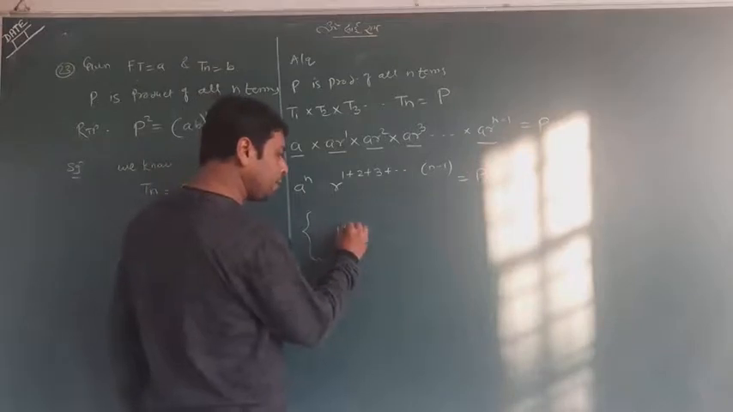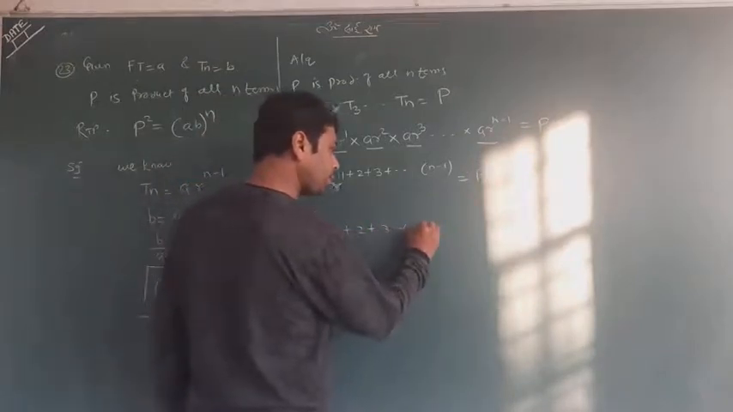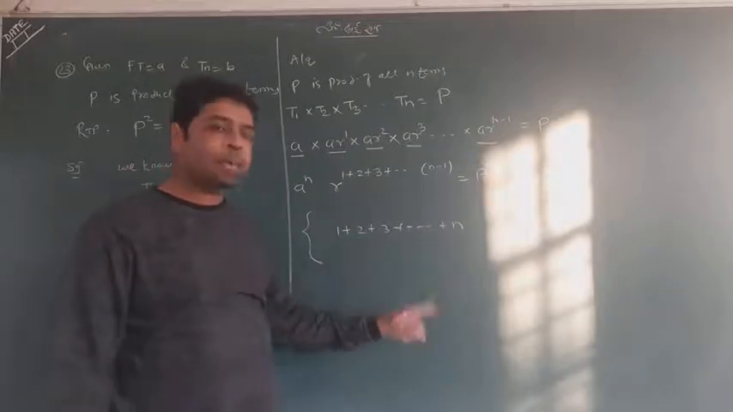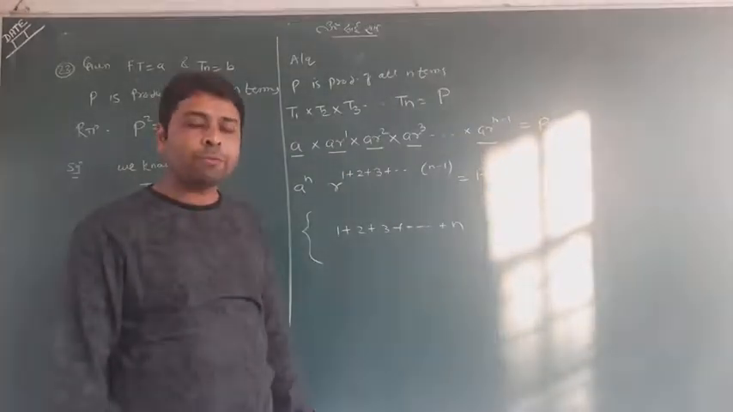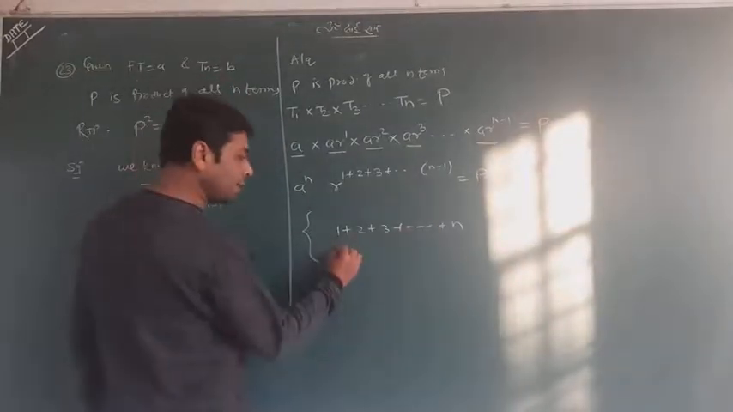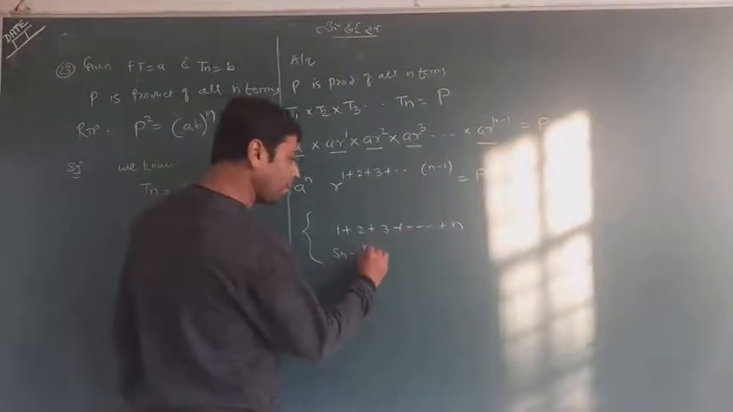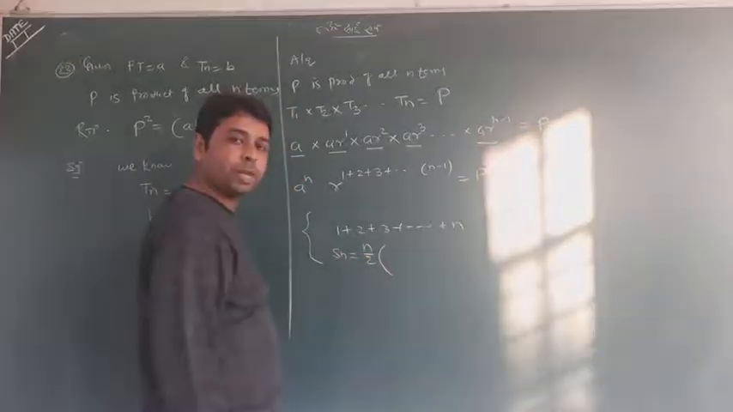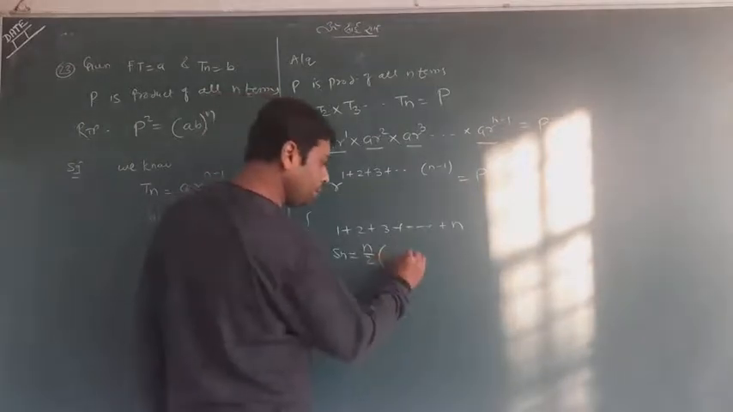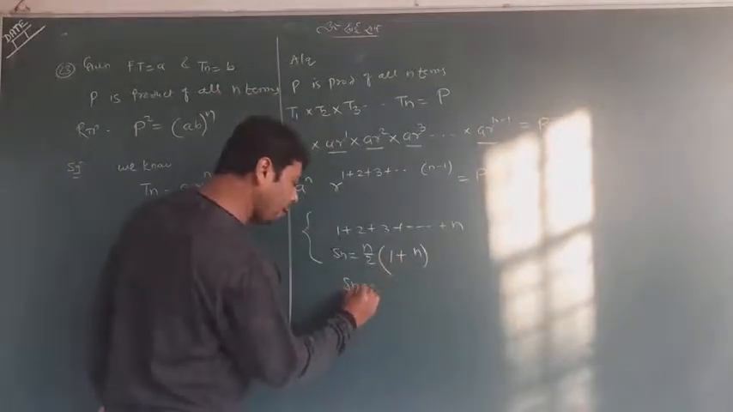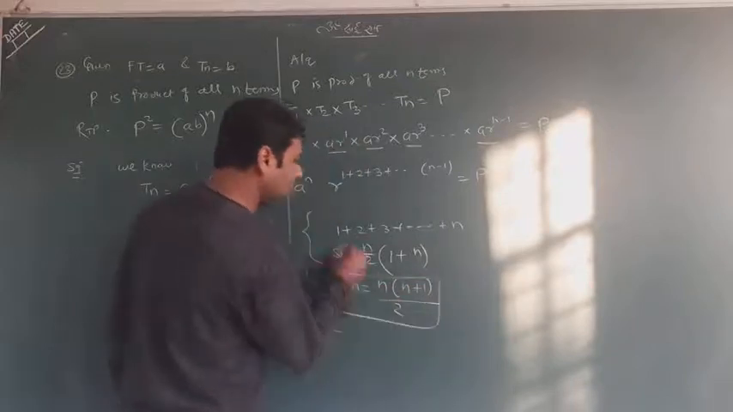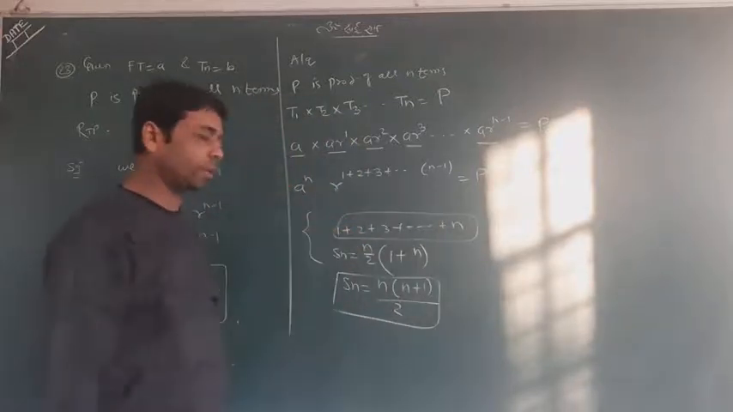Look at 1 plus 2 plus 3 plus up to n. What is the answer of this? This is called the sum of n natural numbers, whose first term is 1 and last term is n. It is an AP, so you can find the sum by n by 2 times a plus l, first term plus last term. So you get n into n plus 1 by 2. It is the formula for the sum of the first n terms.